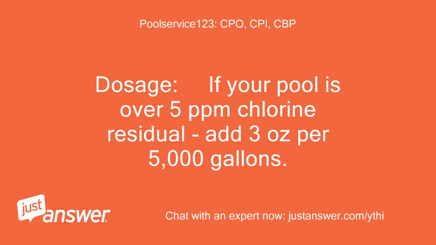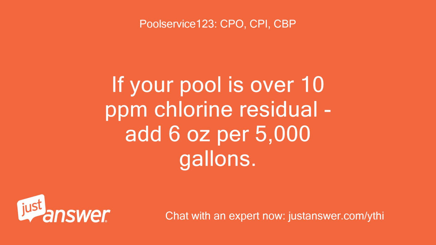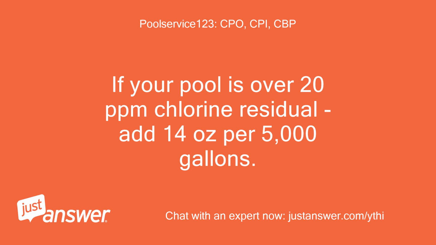Dosage: if your pool is over 5 parts per million chlorine residual, add 3 ounces per 5,000 gallons. If your pool is over 10 parts per million chlorine residual, add 6 ounces per 5,000 gallons. If your pool is over 20 parts per million chlorine residual, add 14 ounces per 5,000 gallons.